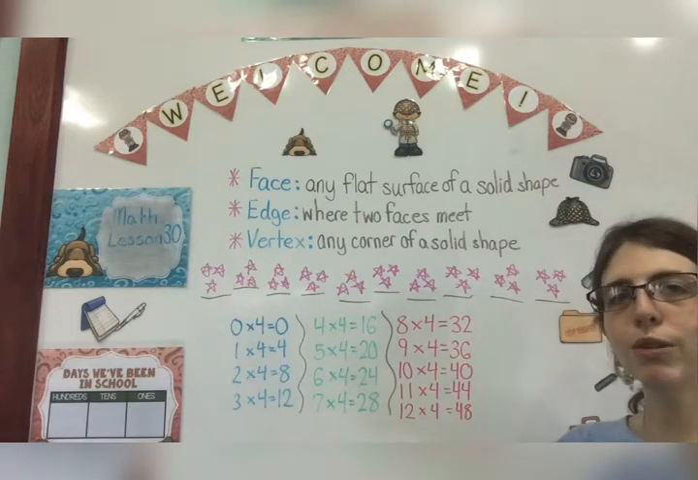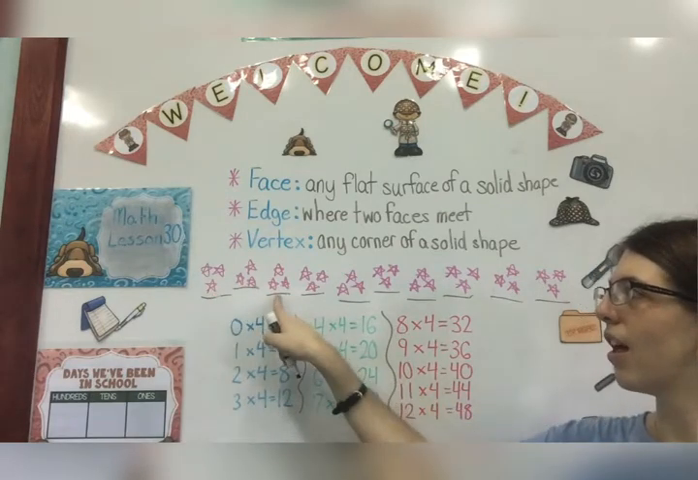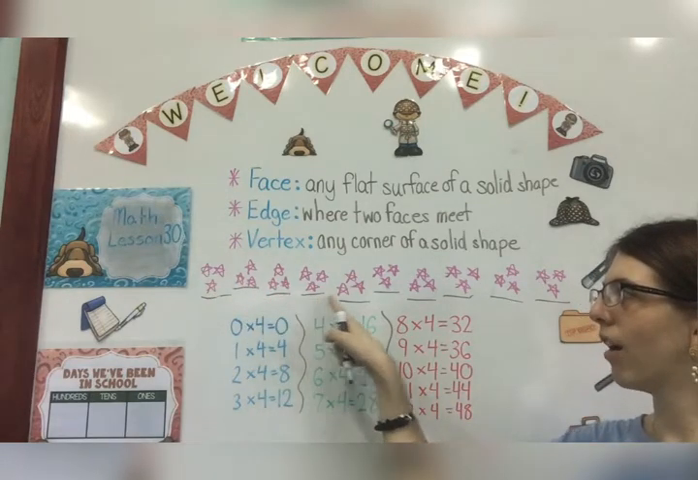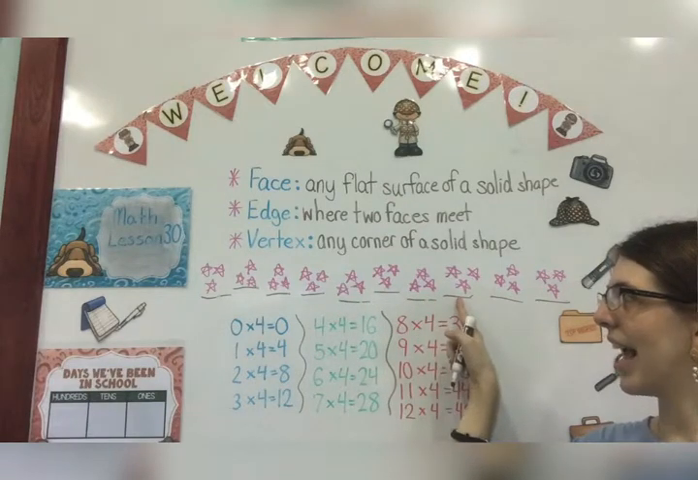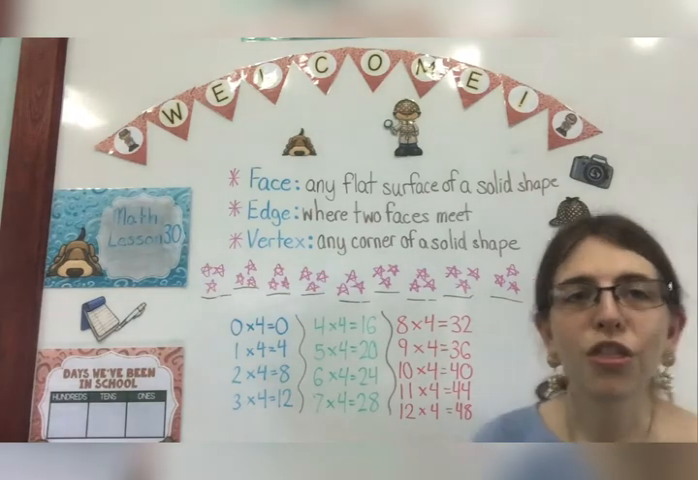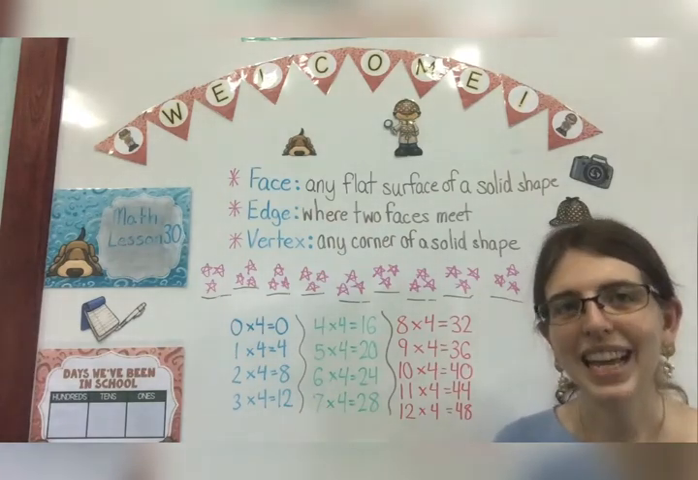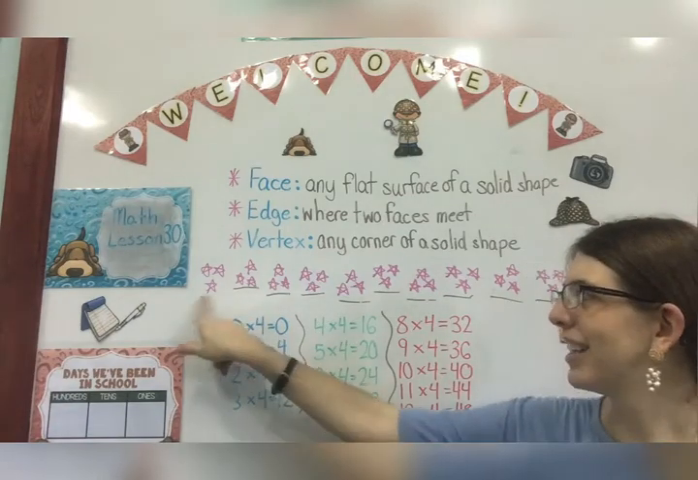So how many groups do I have? 1, 2, 3, 4, 5, 6, 7, 8, 9, 10. So 30 divided by 3 equals 10. Good job. Let's do letter B.